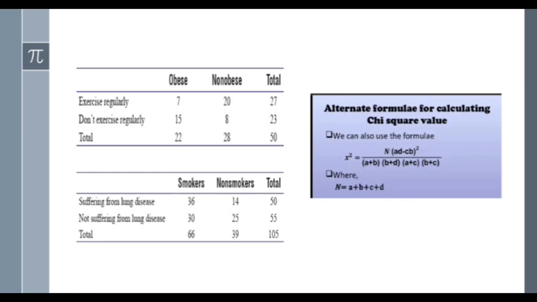An alternate formula for calculating the chi-square value is x square equal to N times (ad minus bc) the whole square, divided by (a plus b) into (c plus d) into (a plus c) into (b plus d).